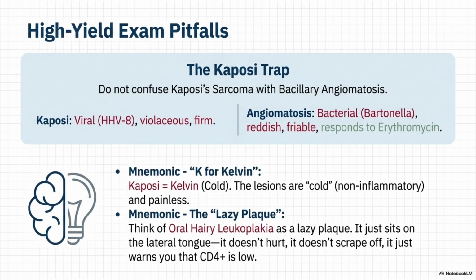This requires a clear-eyed look at the natural history of untreated HIV. While Kaposi's is a disseminated vascular neoplasm and cosmetically and psychologically devastating, the cutaneous lesions are rarely lethal in themselves. The morbidity is high, but the mortality is low. Unless, as we discussed, there is massive visceral involvement leading to pulmonary hemorrhage.